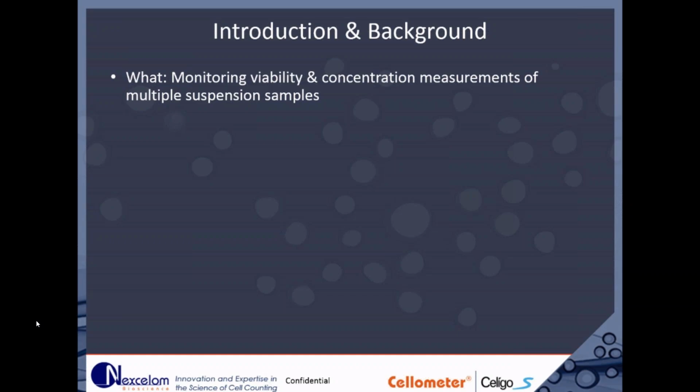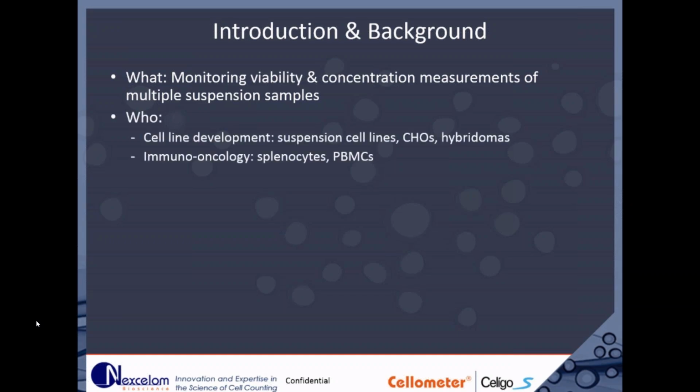So basically, if you're into cell line development where you have multiple flasks growing with different cell populations and different growth rates, CHO cells are commonly used, hybridoma cells, or if you're an immuno-oncology scientist, then you're looking at splenocytes where you're isolating them and you need a viability and cell concentration immediately to move on to the next step. These are the type of people that have multiple cell samples of unknown concentrations and viabilities, but they need to know them quickly.